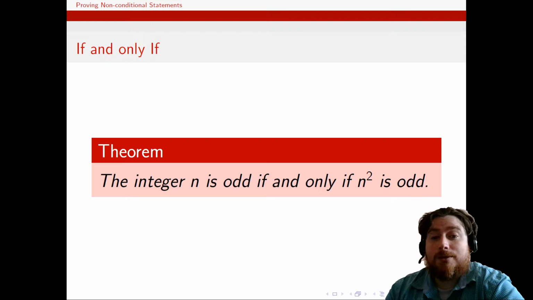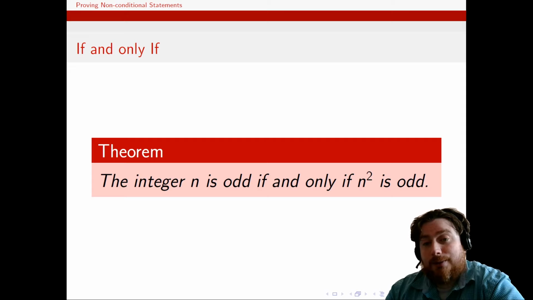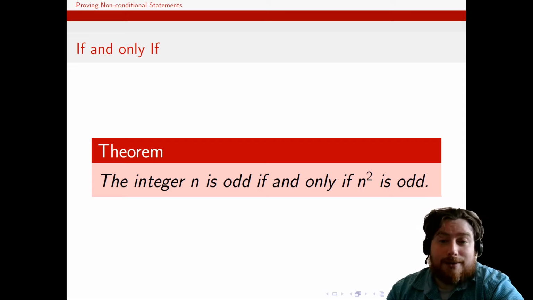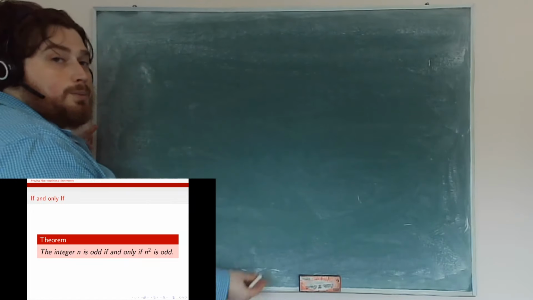So here we have a theorem: the integer n is odd if and only if n squared is odd. The distinction between an if-then and an if and only if is that an if and only if goes both directions. So we actually have to break this up into two theorems. We first show that if an integer is odd, then n squared is odd. And then we can show if n squared is odd, then n is odd. So instead of just showing one proof, you actually have to do two.